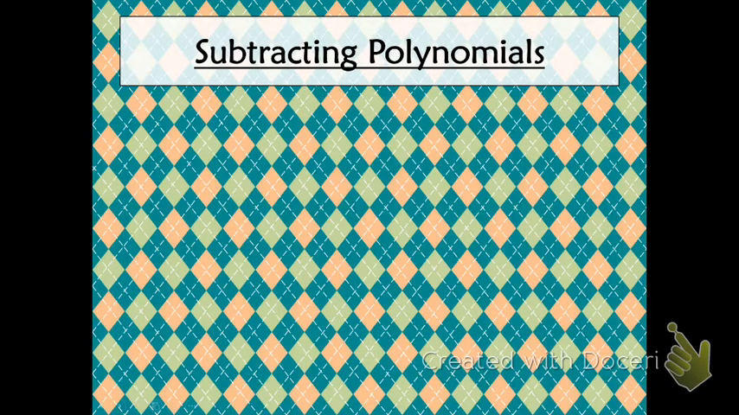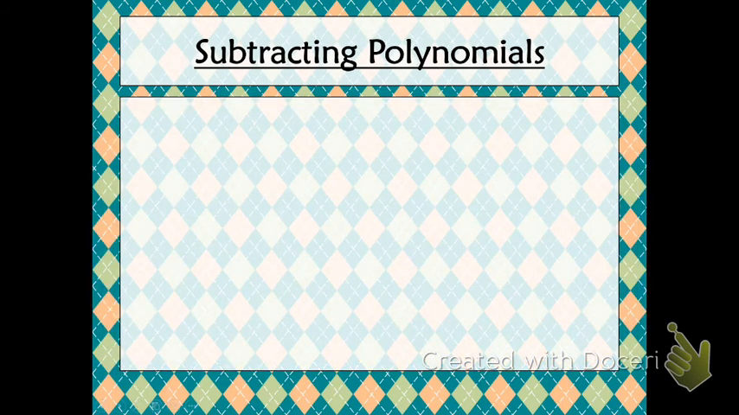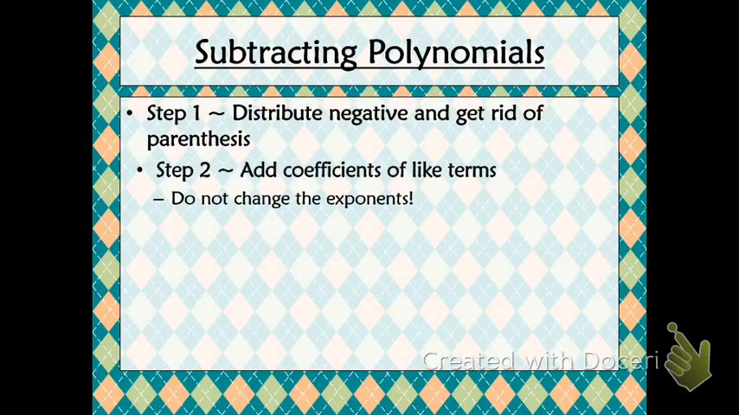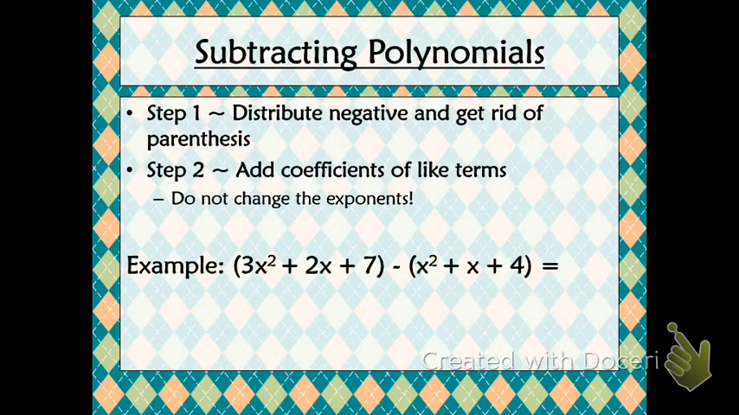Next we'll look at subtracting. When you subtract, there's one extra step at the beginning. You can't just drop the parentheses. You're going to distribute the negative across the second set of parentheses and then drop the parentheses on the first one. After that, it works exactly like the last problem. So let's say we have 3x squared plus 2x plus 7 minus the quantity x squared plus x plus 4.